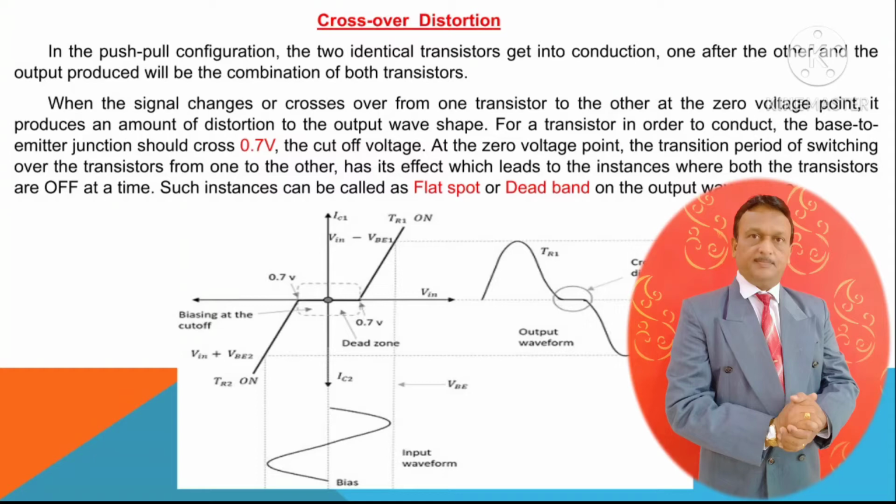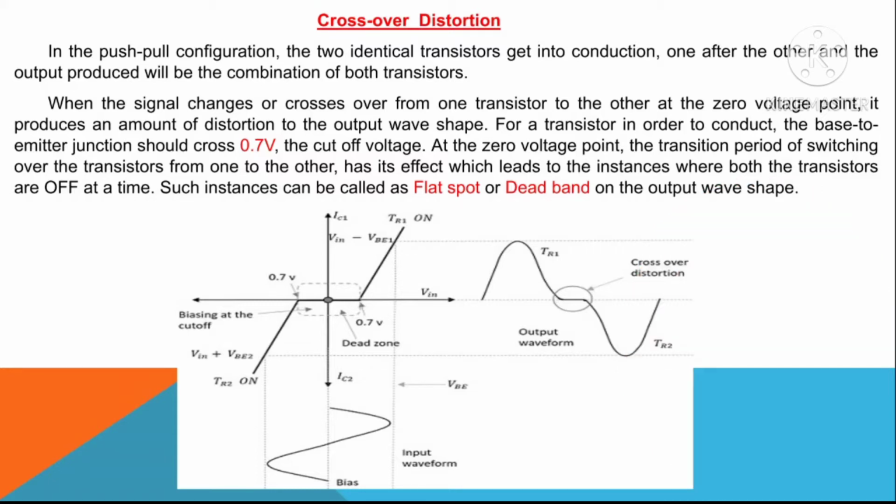Today's topic for discussion is crossover distortion. Let us try to concentrate on the title. It is crossover distortion. Here, the term distortion means the undesired or unwanted signal which appears in the output. And the crossover means this distortion takes place whenever the signal crosses the zero crossing level.